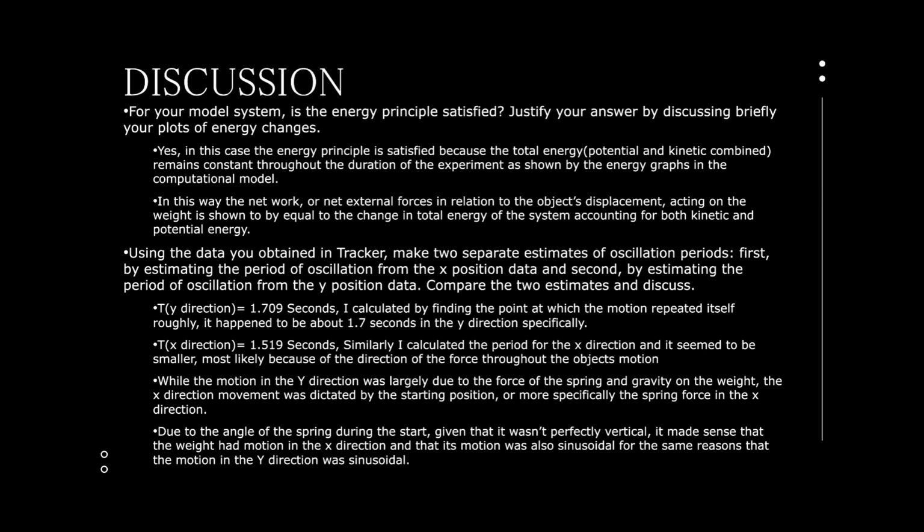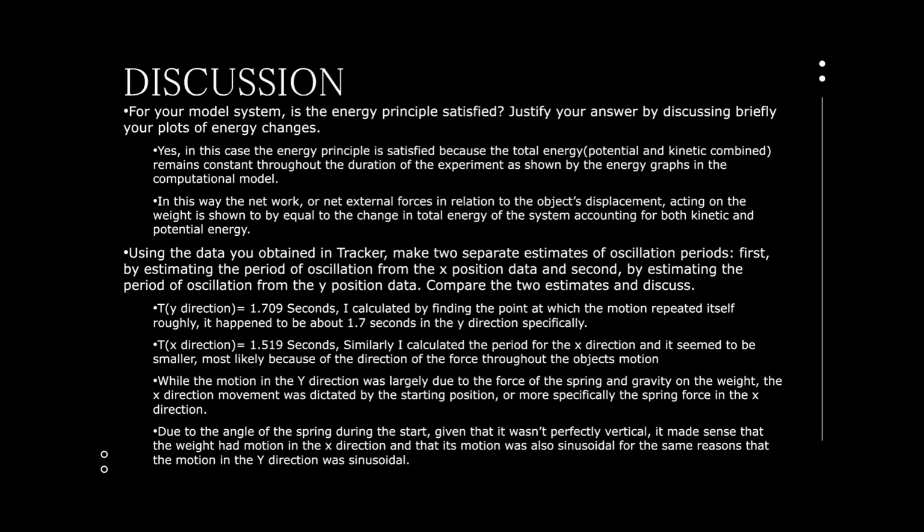So then, for the model, is the energy principle satisfied? Justify your answer. Yes, in this case, the energy principle is satisfied because the total energy, the potential and the kinetic combined, remains constant throughout the duration of the experiment as shown by the energy graphs in the computational model. In this way, the net external force in relation to the object's displacement acting on the weight is shown to be equal to the change in total energy of the system, accounting for both kinetic and potential energy.